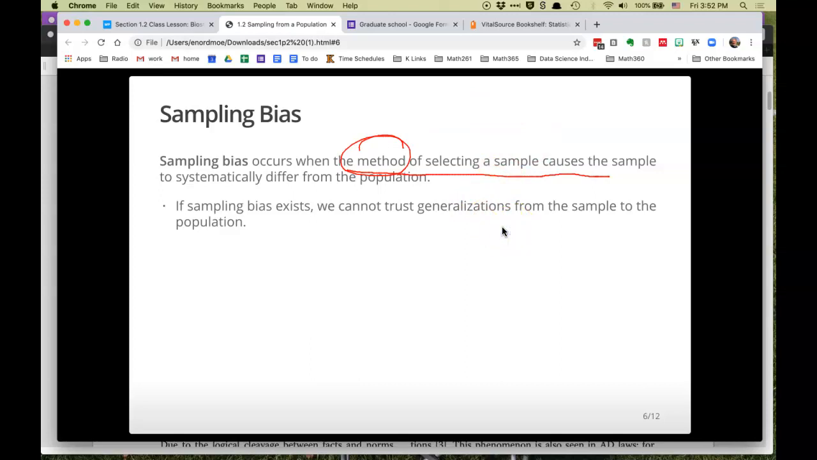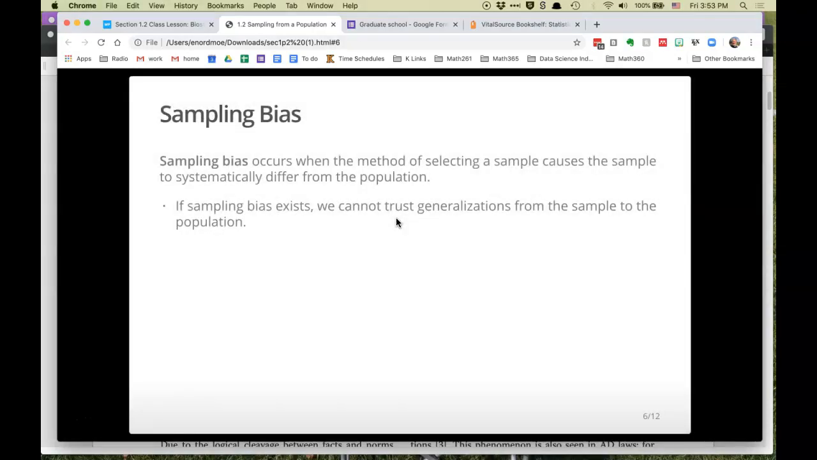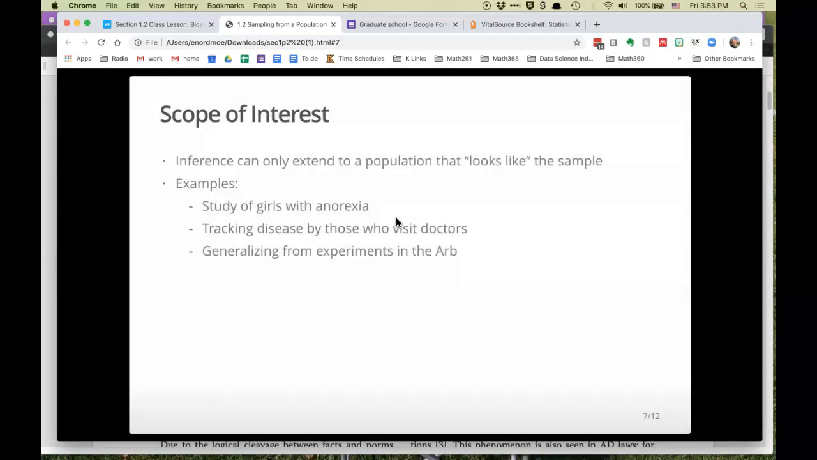Okay, so next, it looks like I'm going to have to, sorry, I'm still working on some of the issues here and working with this interface. All right, so let's move on then.